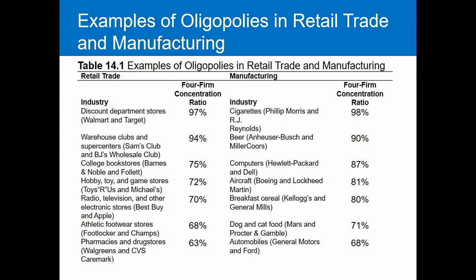The cigarette industry, like Philip Morris and R.J. Reynolds, four-firm concentration ratio, 98%. There's only a couple big tobacco manufacturers anymore. Yeah, there we go, bookstores is what, 75%. So college bookstores like Barnes & Noble, I don't know what that is. 75% of industry sales come from the largest four firms.